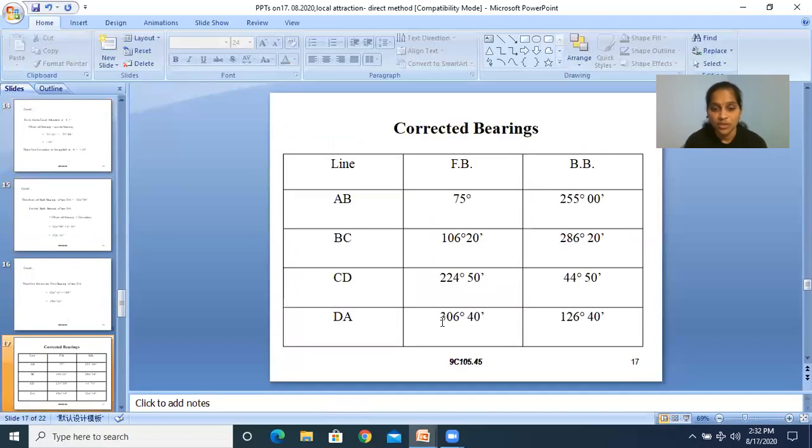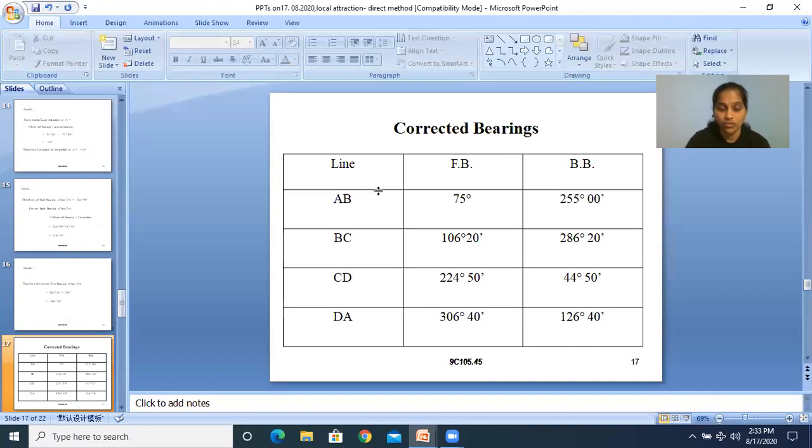So friends, these are the corrected bearings. Line AB forebearing is 75 degrees, back bearing is 255 degrees. And for BC line 106 degrees 20 minutes, 286 degrees 20 minutes. For CD line 224 degrees 50 minutes, 44 degrees 50 minutes. For DA line 306 degrees 40 minutes and 126 degrees 40 minutes. So these are the correct forebearing and back bearing.